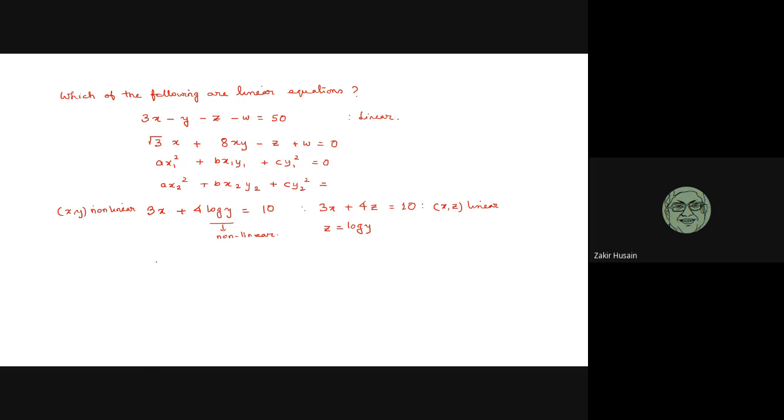Okay, so similarly, suppose you have 4x square plus 3x plus 2y equal to 7. Okay, this is non-linear. But if we write this as 4z plus 3x plus 2y equal to 7, then this becomes linear. Okay. So remember, in this case, the solution is obtained in terms of z, x, and y.